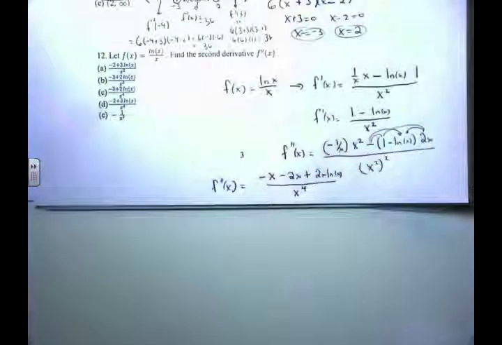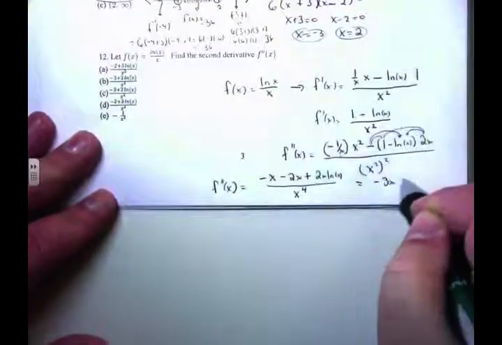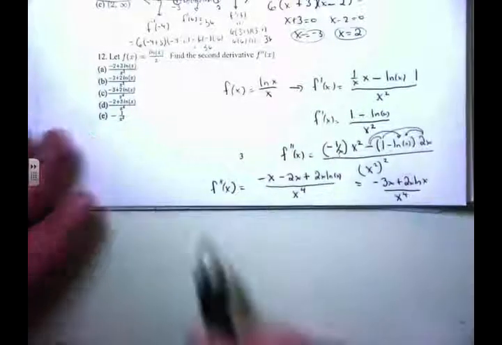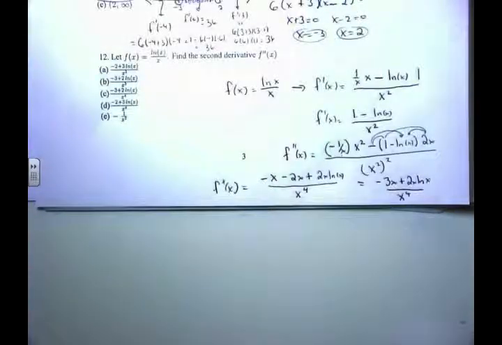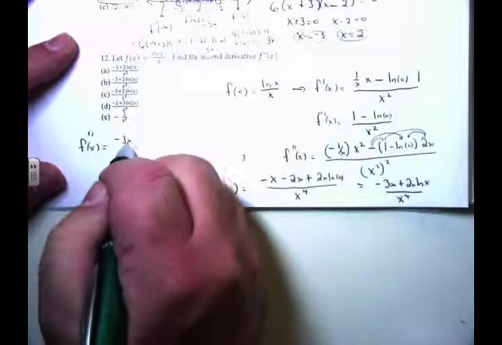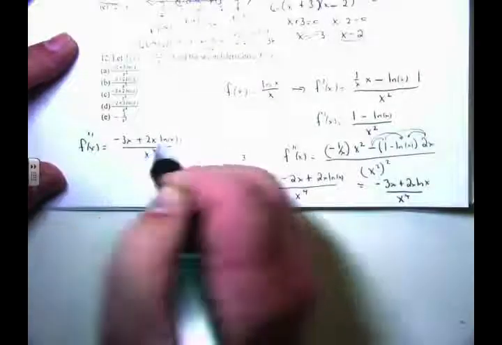Clean it up. What is negative x minus 2x? Don't hurt yourself. How many x's do I have? Minus 1x, minus 2x. Negative 3x. Negative 3x plus 2x natural log of x all over x to the 4th. Do you see that problem anywhere in here? Well, I got negative 3x. Oh, that's not it. But wait a minute. What do I have in common in this numerator? I'm going to write it over here just to show you what I'm doing. So the second derivative is negative 3x plus 2x natural log of x all over x to the 4th.